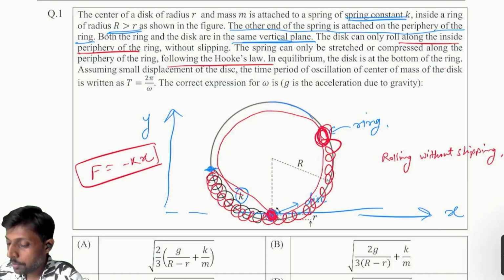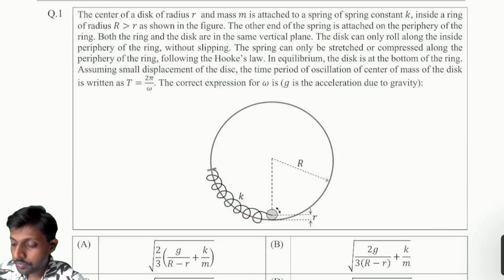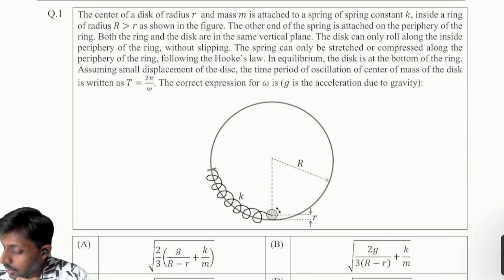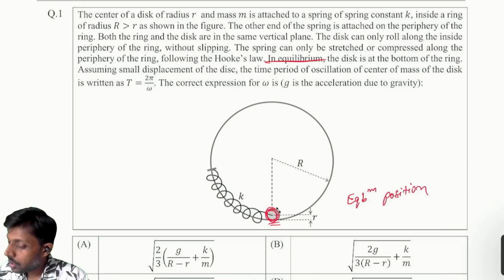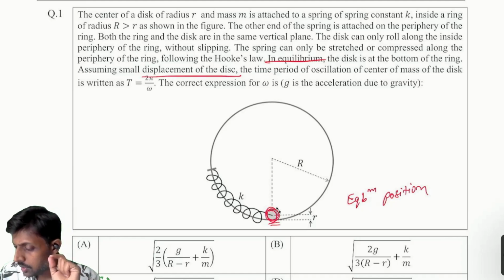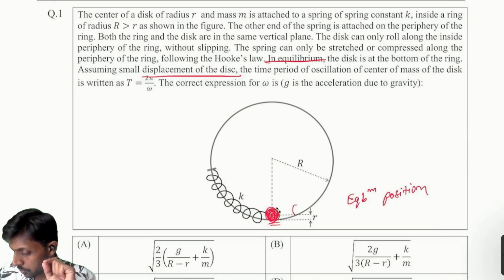In equilibrium, the disk is at the bottom of the ring. That we can see. So right now, this position is your equilibrium position. Now comes the question, okay? Assuming a small displacement of the disk from its equilibrium position. So let's say from here, the disk moved here.